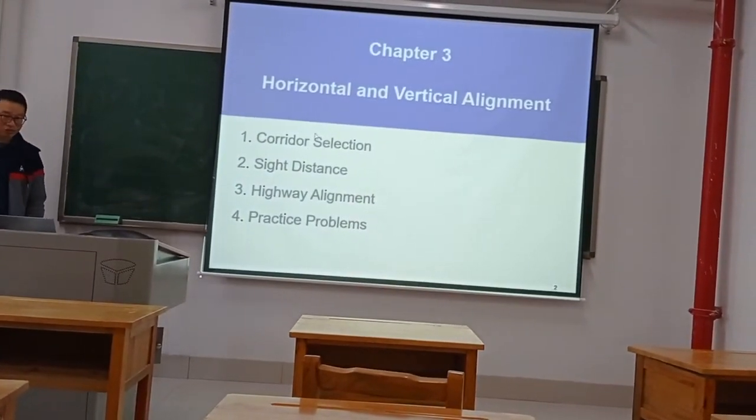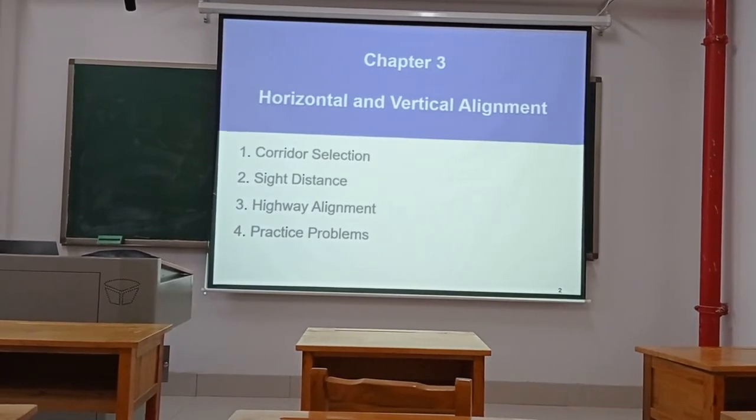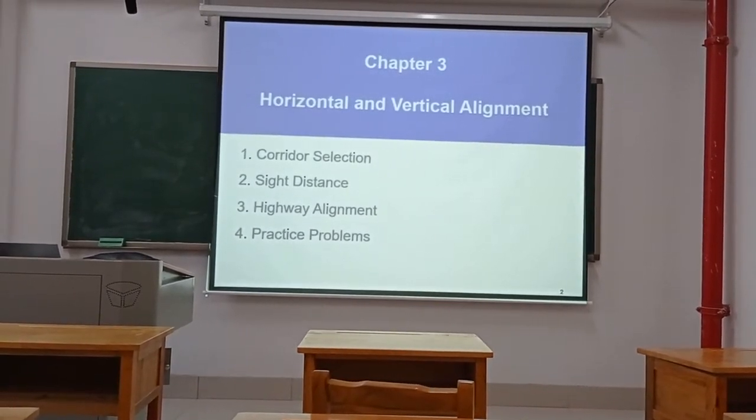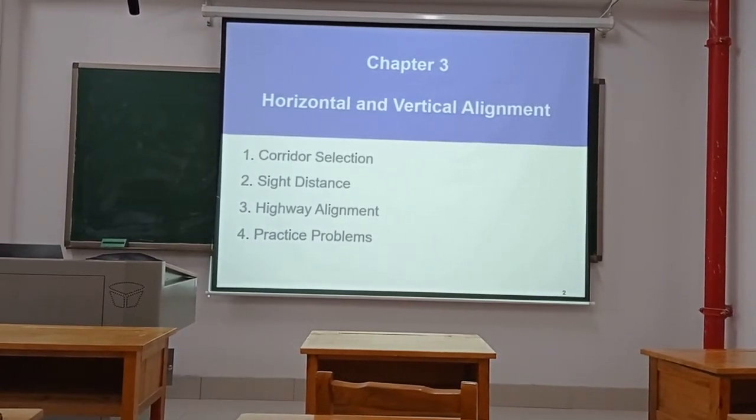In this class, we will talk about 4 aspects. One is corridor selection. Two is site distance. Three, highway alignment and practice problem.